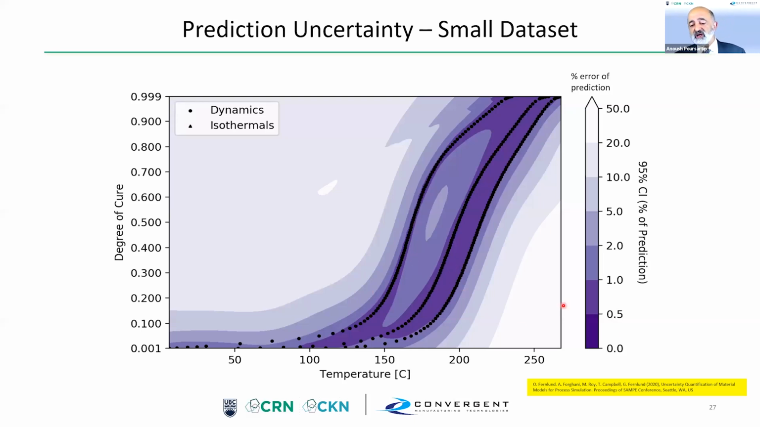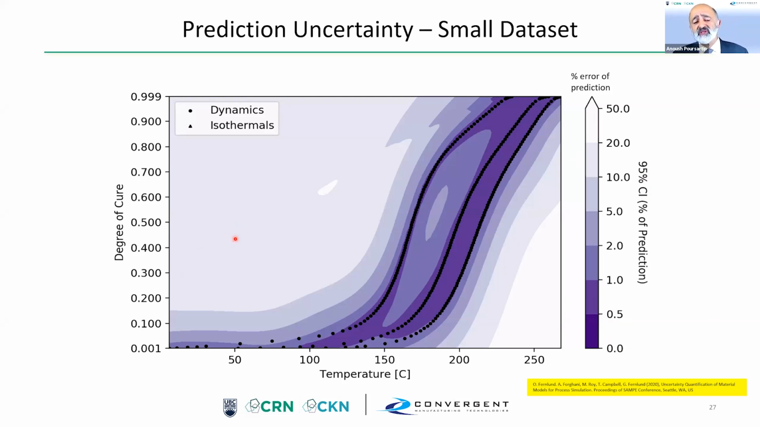Overlaid on the data is this shading that shows the percent error of the prediction at a 95% confidence interval. So very purple means we're very confident, less than 1% error. And as we go out to the light shade, we're at 50% error.